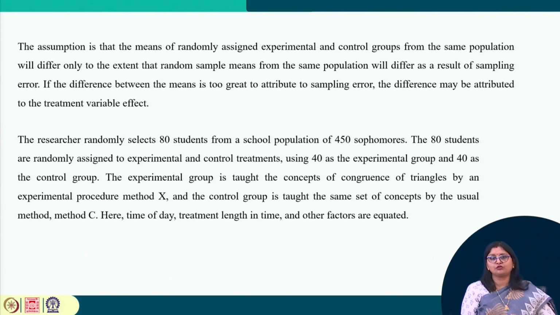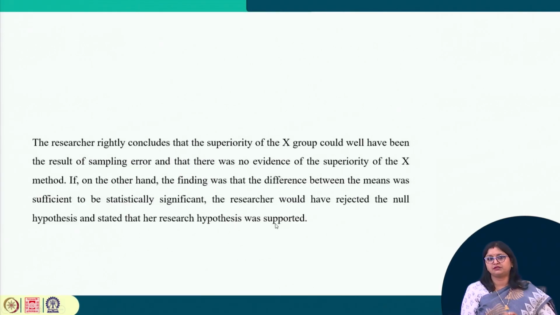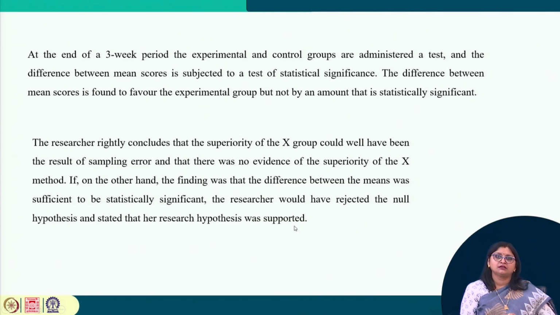The control group is taught the same set of concepts by the usual, or we can say traditional, method C. Here the time of the day, the treatment length and other factors are equated or treated as the same. At the end of a 3-week period, the experimental and control groups are administered a test, and the difference between the mean scores is subjected to a test of statistical significance.